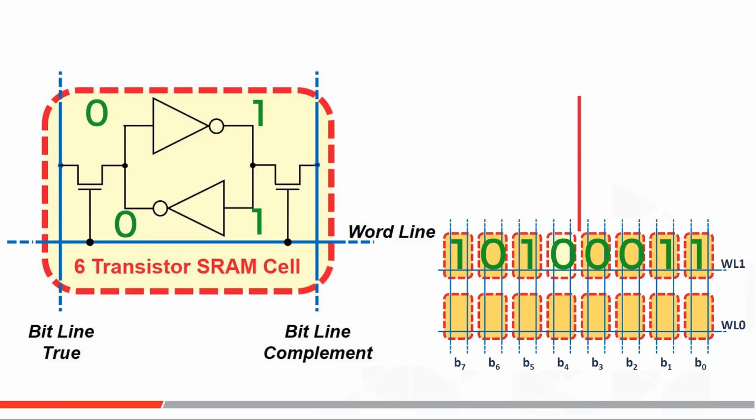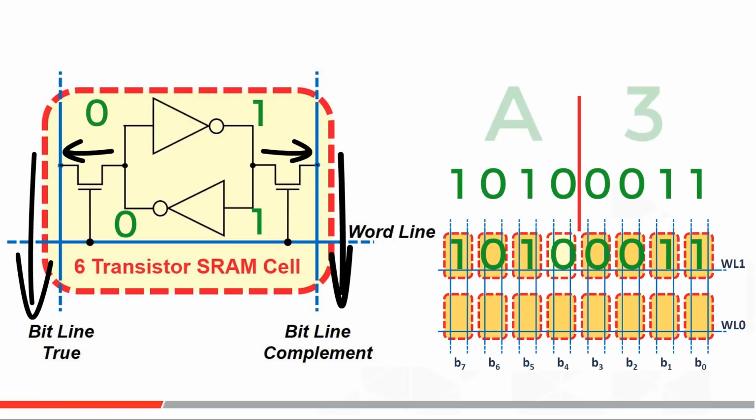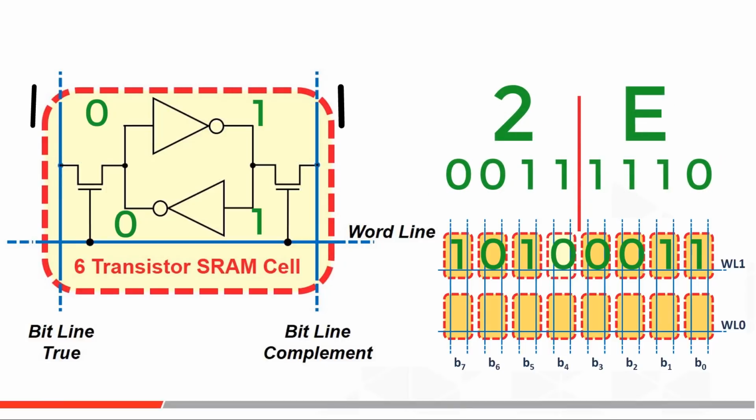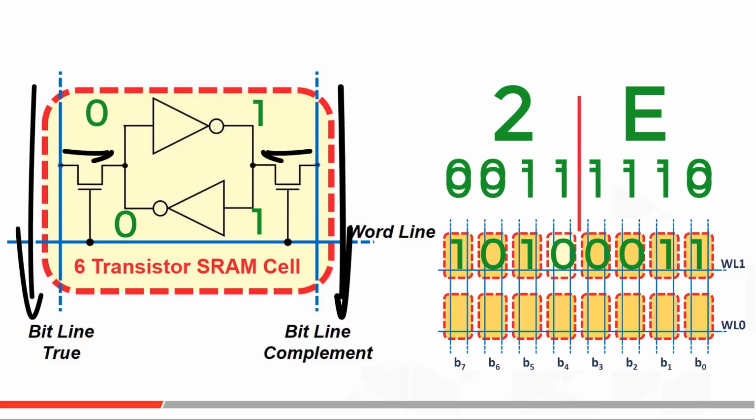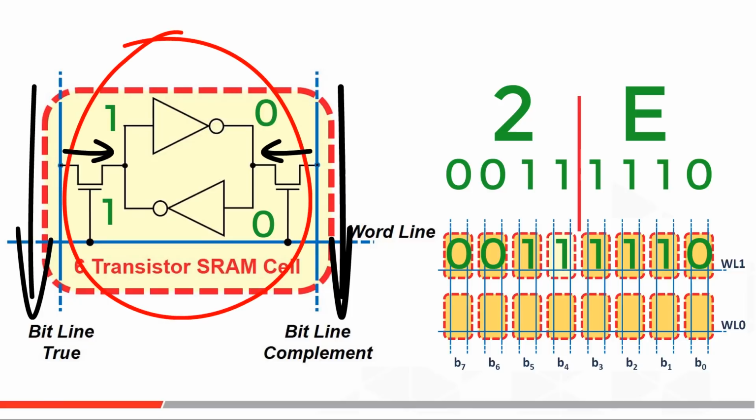When you want to read your A3 value, the address bytes are again decoded to enable this word line, but this time nothing outside the cell is driving these bit lines. So the inverters drive their saved A3 hex content back to your external world. Now you write 2E hex, and again, the stronger bit line drivers flip the SRAM bits, changing the content from A3 hex to 2E hex. These two feedback inverters now capture and hold your new 2E hex value.